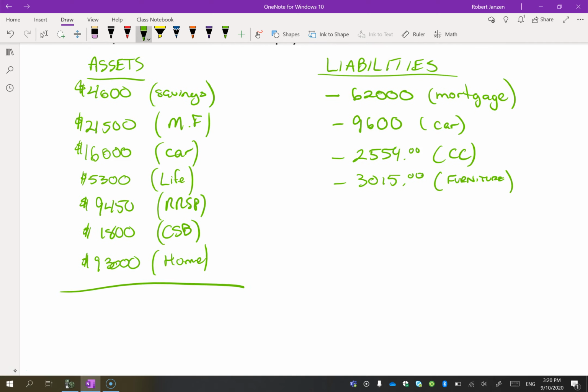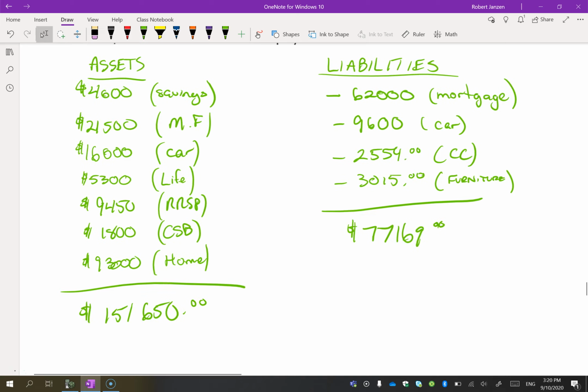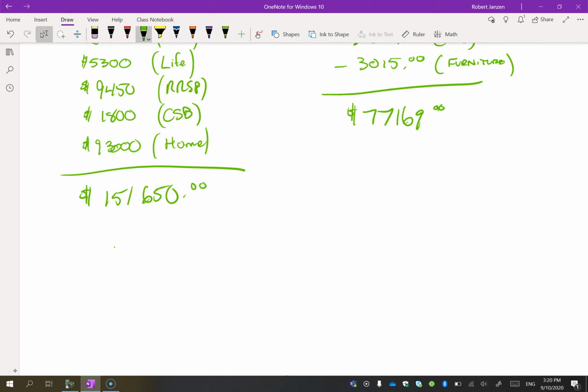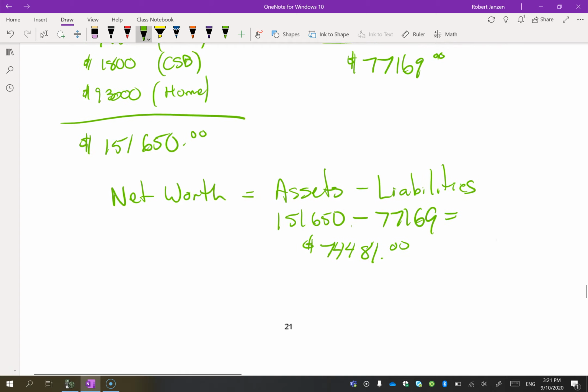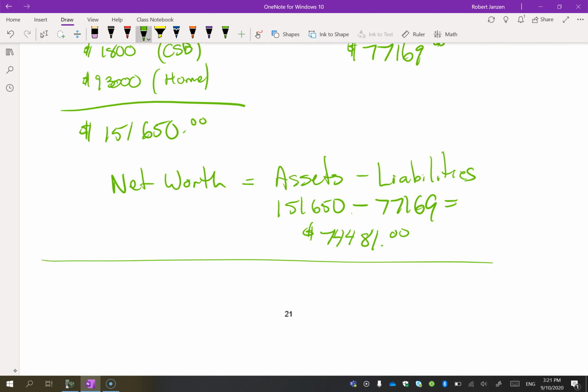So let's add this up. So assets, in other words, things that she owns, $151,000. Liabilities, if I add this up, $77,169. Not very complicated to do that. Okay? So, a couple of things we need to figure out now. What is the net worth? All right, net worth is assets subtract liabilities. So, pretty simple math, we just have to subtract. And the net worth turns out to be $74,481. Seems like that's pretty good. She's worth more than she owes. Okay, so that's the first question you might be asked.